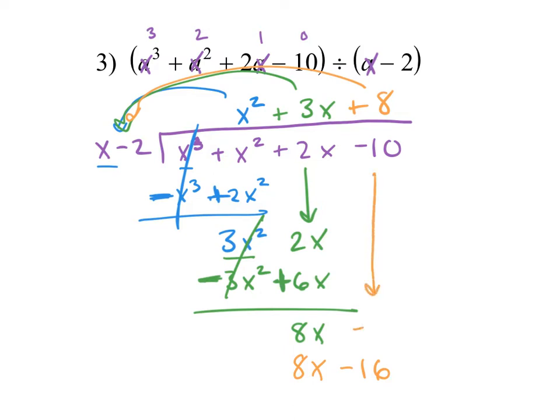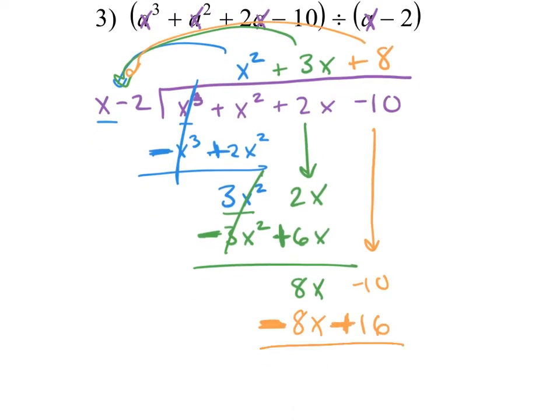Drop the negative 10. What else do we have to do? Change the signs. Don't forget to change the signs. What happens to the 8x's? Cancel. What is negative 10 plus 16? So it's like 16 minus 10. 6. What do we do with that 6? That's our remainder. So this is our answer: x squared plus 3x plus 8, remainder 6.